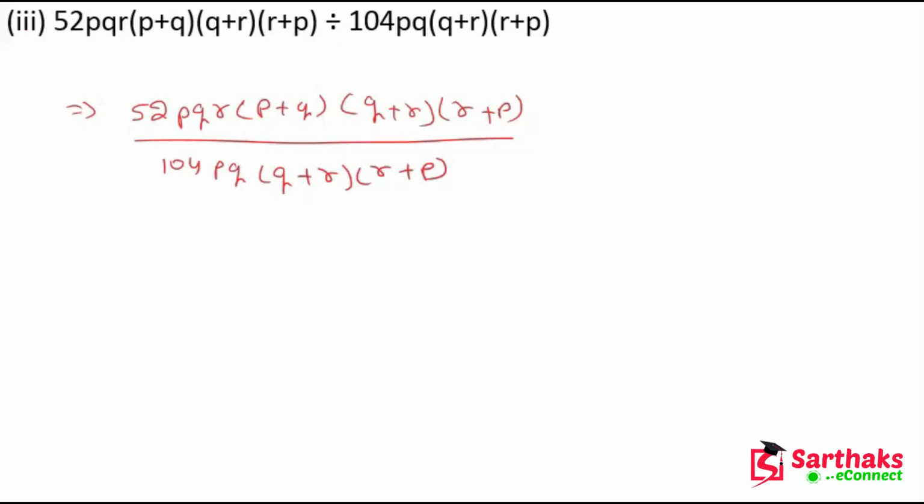Now this 104 can be divided by 52 in 2 times. Got it? This PQ and this PQ we can cancel. This Q plus R, this Q plus R can be cancelled. This R plus P and this R plus P can be cancelled. So we get in the numerator here R into P plus Q and it is divided by 2. Yes, it is divided by 2.